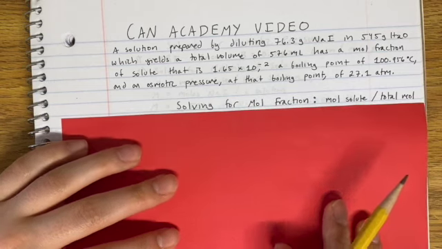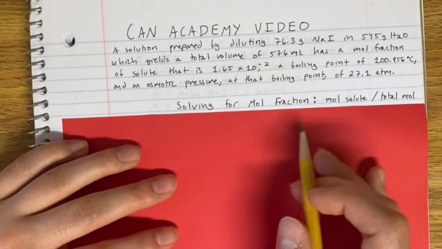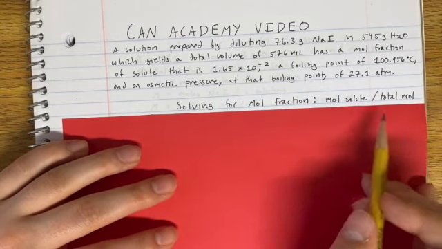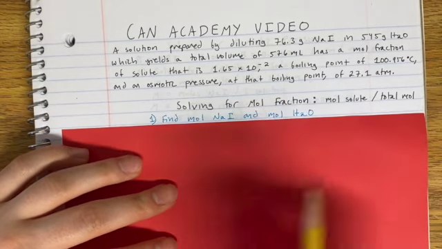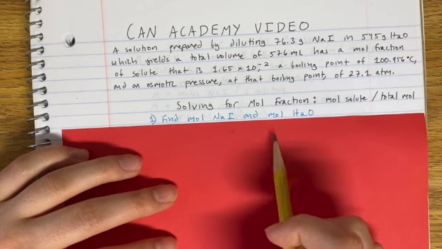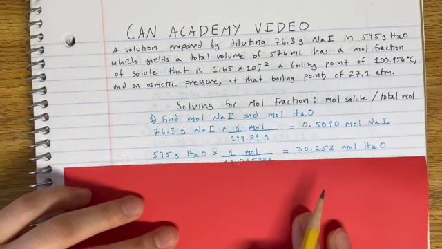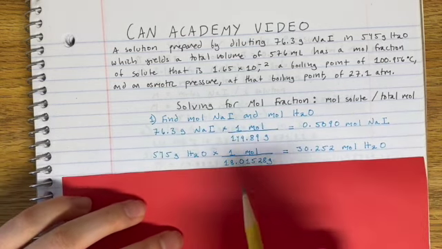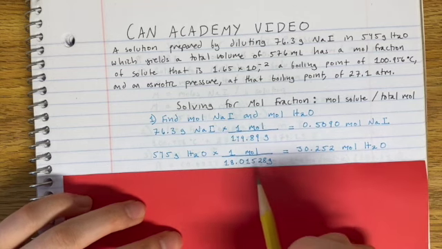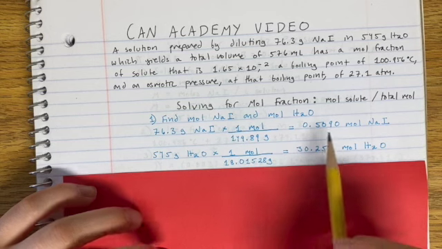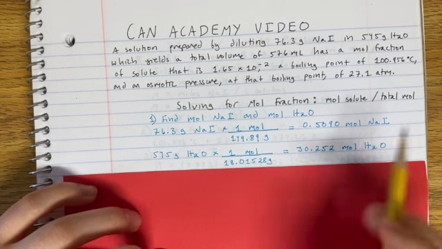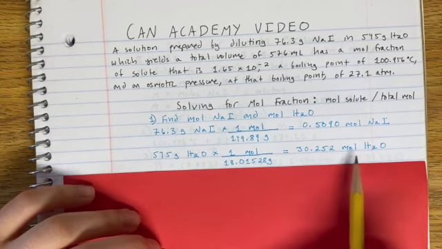So first, we're going to solve for the mole fraction, which in this case is the moles of solute divided by the total moles of the solution, because we're finding the mole fraction of the solute. So first, we're going to find the moles of sodium iodide and the moles of H2O. And we're given the masses for those two substances in grams, so what we need to do is divide those masses by the molar masses of the respective compounds. So we're going to get 0.5090 moles of sodium iodide and 30.252 moles of H2O.